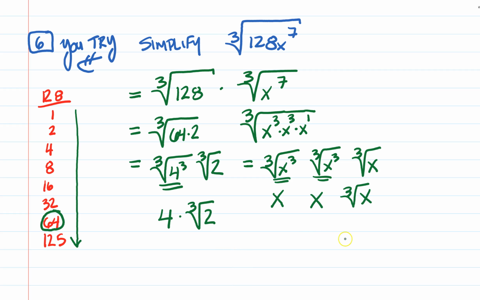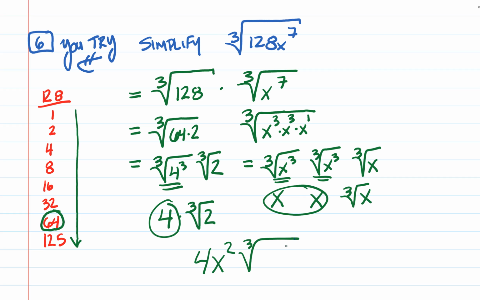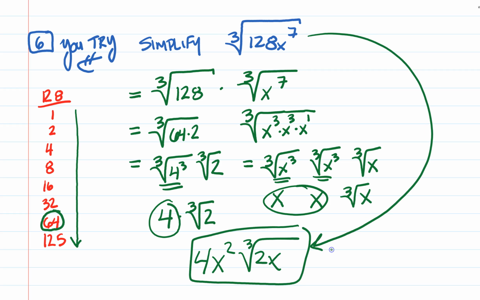So therefore, when I put this all together, I have a 4, that's that guy. I have an x squared, that's these two, because x times x is x squared. And I have the cube roots of 2x. I know that this is challenging, and we will practice more in class, but I want to give you the general structure and strategy on how to do it.